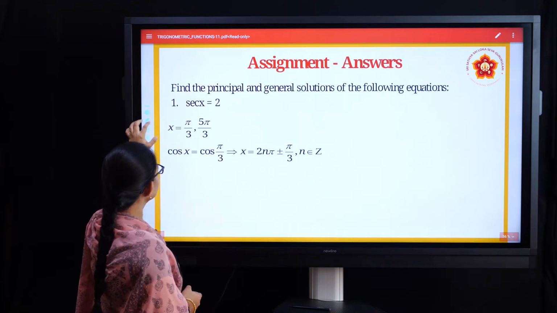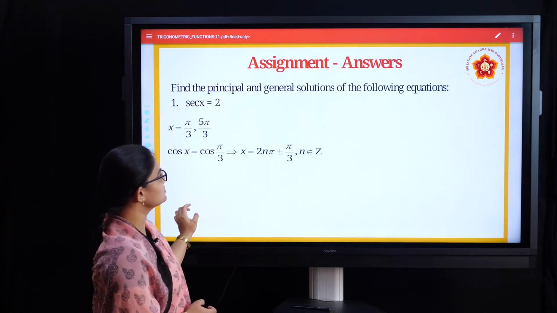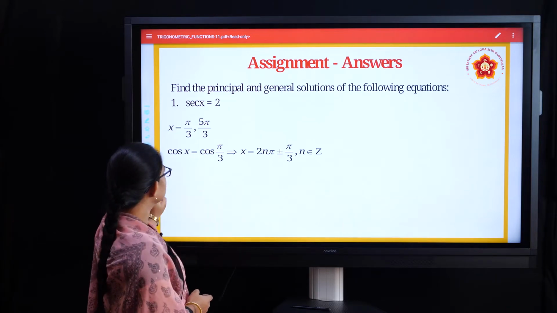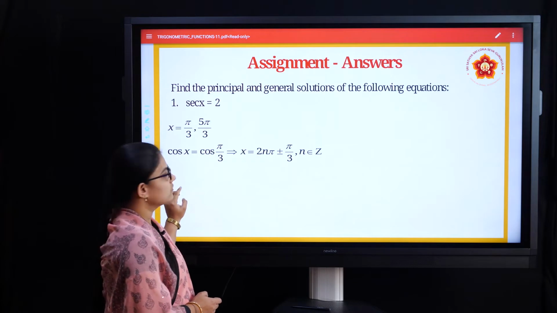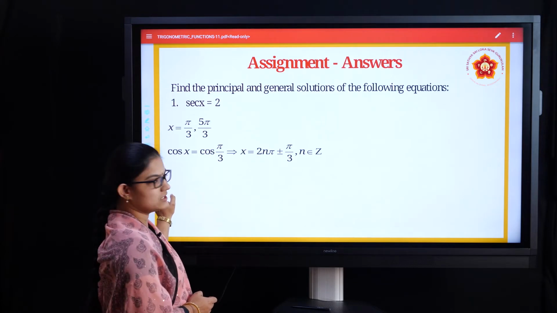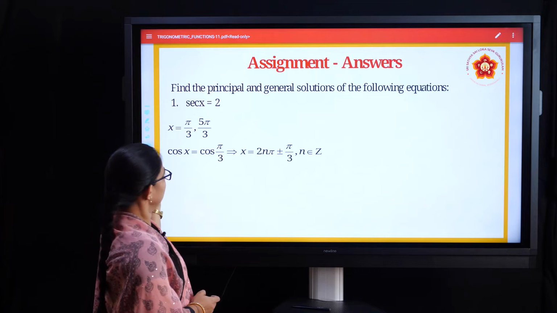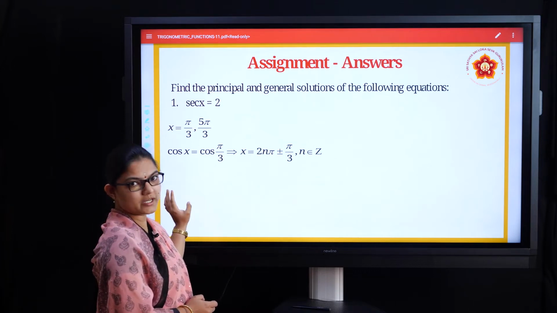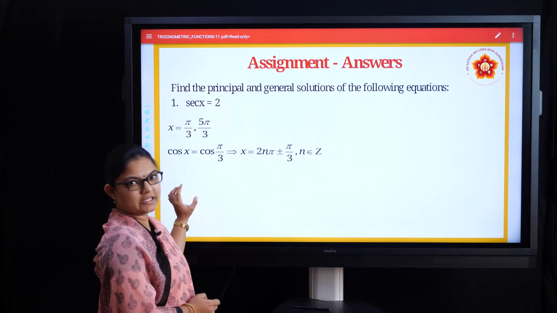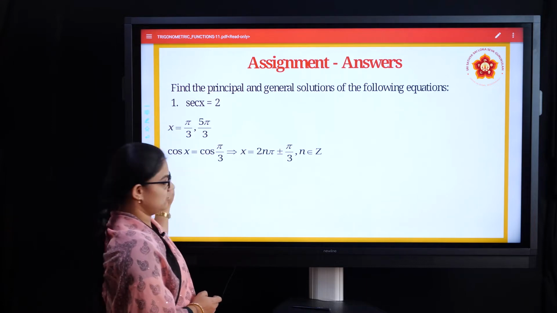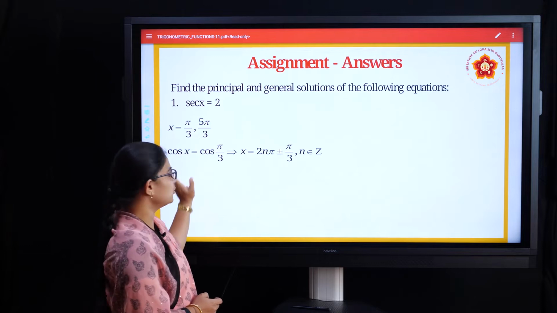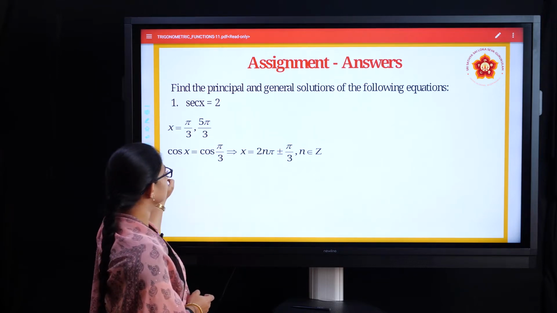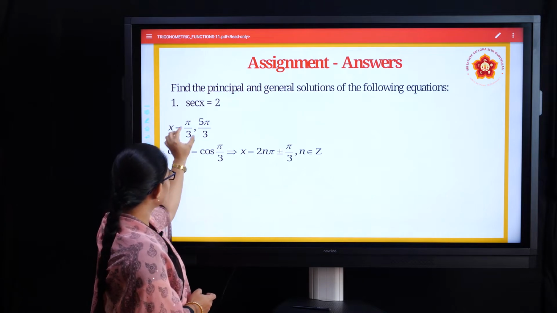The first question was to find the principal and general solutions of the following equations, where the first was secant x is equal to 2. We know that secant pi by 3 is 2 and secant is positive in the fourth quadrant, so we have to find the fourth quadrant angle also. So we have 2 pi minus pi by 3, that is 5 pi by 3. Therefore, the general solutions we can write as follows.